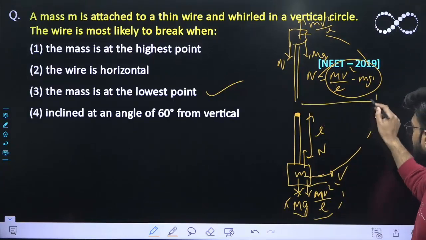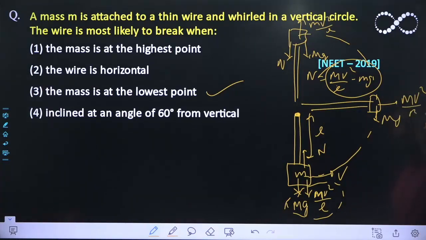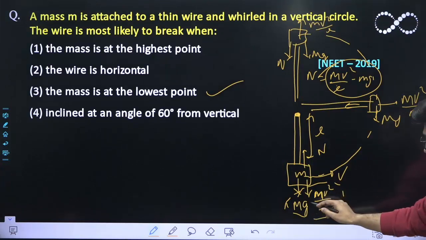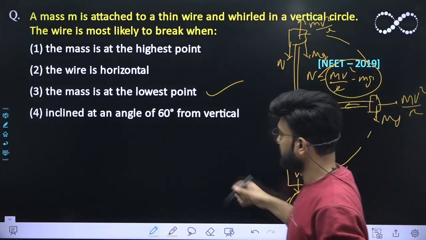At its horizontal position, the weight is acting downward and the outward force is mv square by L. So the normal at this particular point must be equal to mv square by L. So this is also quite less as compared to the normal that we are getting over here. So the maximum normal force that we can get is at its lowest point.